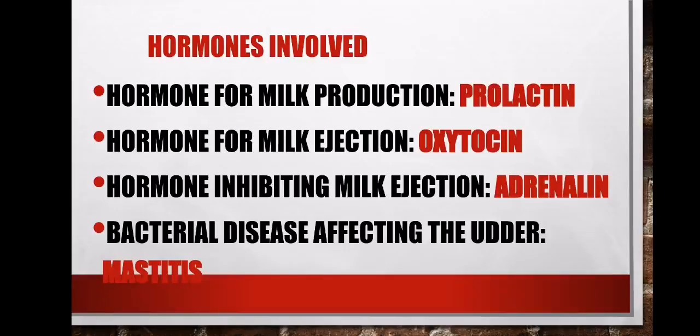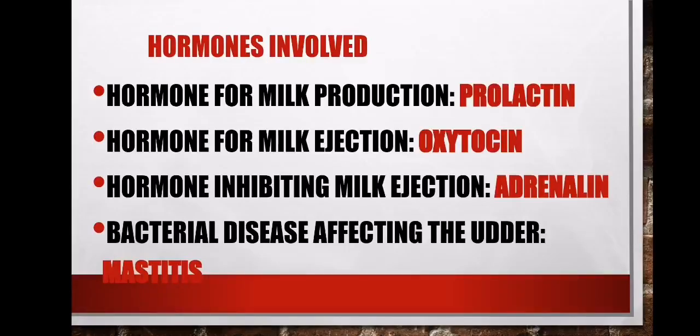We have three hormones. Hormone responsible for production of milk, it's prolactin. Hormone responsible for milk ejection or release of milk, it's oxytocin. Hormone responsible for stopping milk ejection, it's adrenaline. Make sure that you understand it in that way. Adrenaline comes from a gland that we call adrenal gland, but no need for us to focus on that one now.